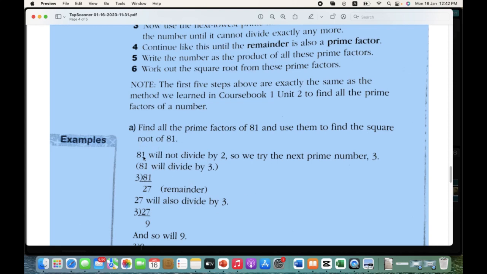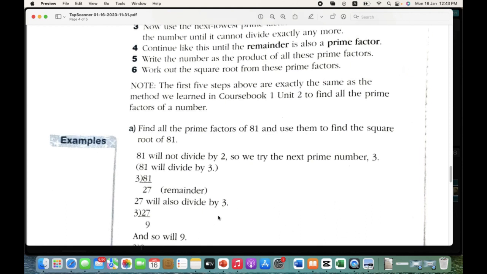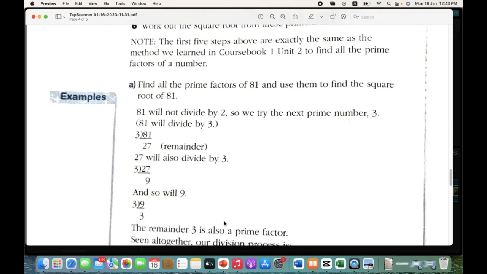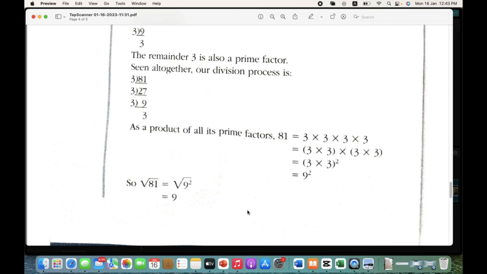Then if you want to use it to find the square root, all you need to do is, for 3 and 3, you take only one 3. You bracket two 3s and take only one out of it. You bracket the other two 3s, and take only one out of it. So the 3 you took out from this pair and the 3 from the other pair, you multiply them. 3 times 3 becomes 9. So the square root of 81 will be 9. That's how we use prime factors to calculate square root.